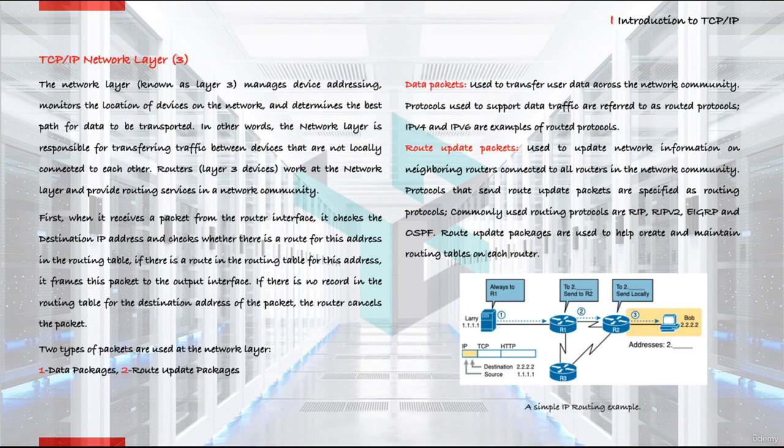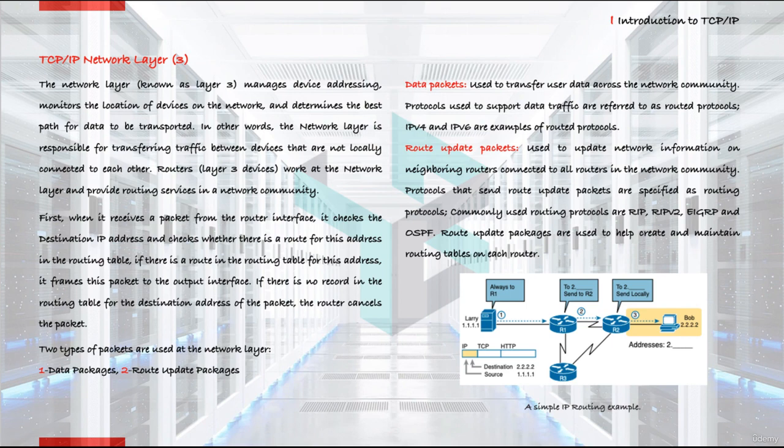First, when it receives a packet from the router interface, it checks the destination IP address and checks to see if there is a route for that address in the routing table. If there is a route in the routing table for that address, it frames that packet and sends it to the egress interface. If there is no record in the routing table for the destination address to which the packet will go, the router cancels the packet. Two packet types are used at the network layer.